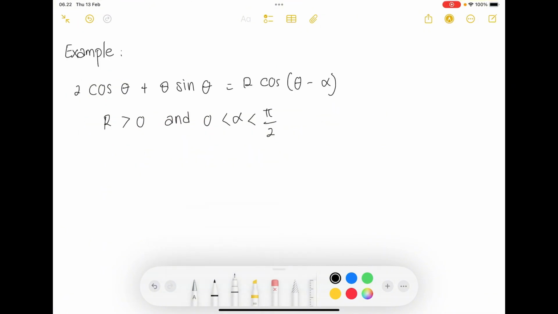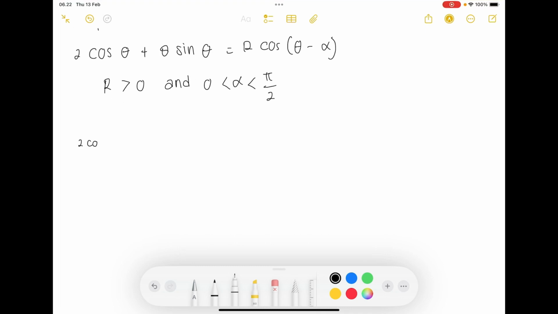So, you can write it like this. 2 cosine theta plus 8 sine theta will be equal to the r cosine theta minus alpha. This part we break it down. R cosine theta minus alpha using the addition formula. Okay, what is the addition formula for this cosine theta minus alpha? Okay, still remember, yeah? It is cosine sine, right?